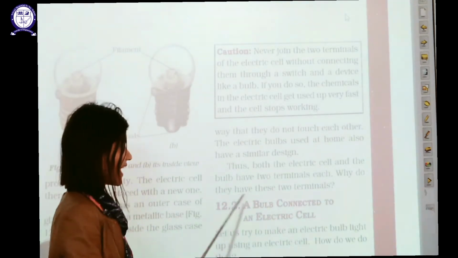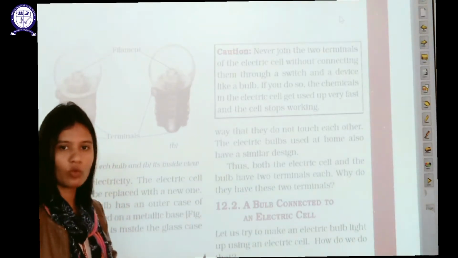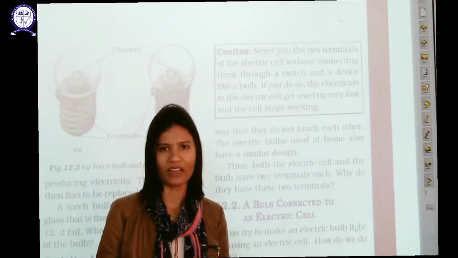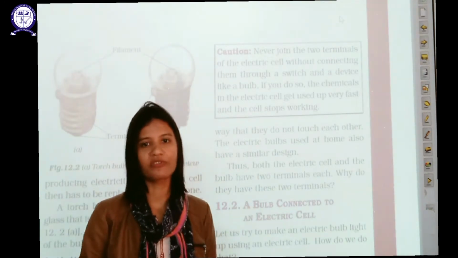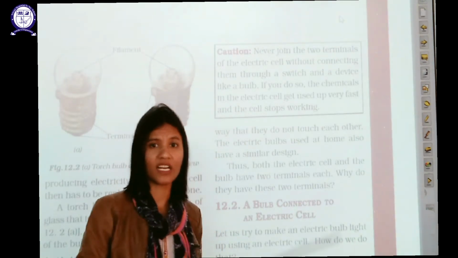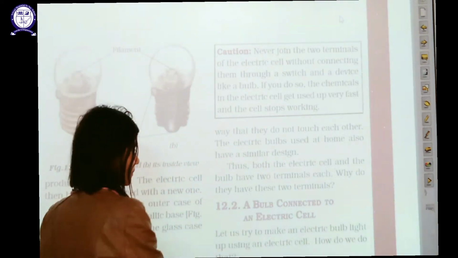Why do they have these two terminals? For separation of the charges. If charges are similar, how will they move? For movement, two different kinds of charges are required so that one charge can move over to another. That's why two kinds of terminals are required.